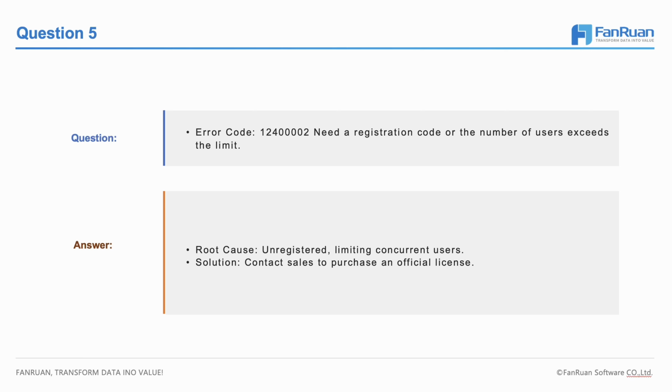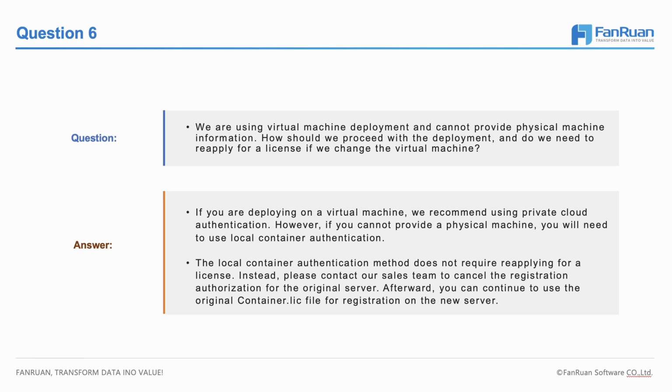Question 5. I received an error message while previewing the report. Error code 124000002. Need a registration code or the number of users exceeds the limit. This error is occurring because the system is unregistered and it's restricting concurrent user access. To resolve this issue, you need to obtain an official license. Please contact our sales team to purchase a valid license key. Once you have the license, you can register your system and remove the user limit, ensuring smooth and unrestricted access to the product.